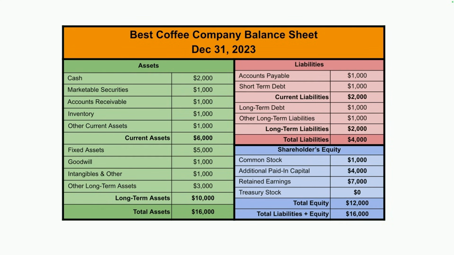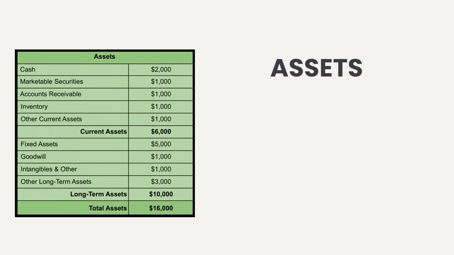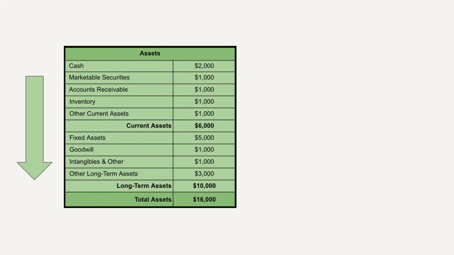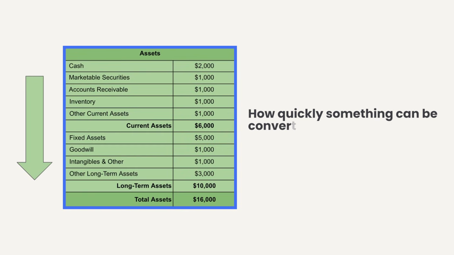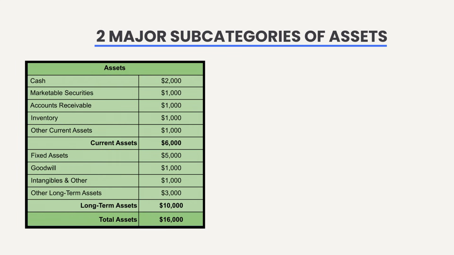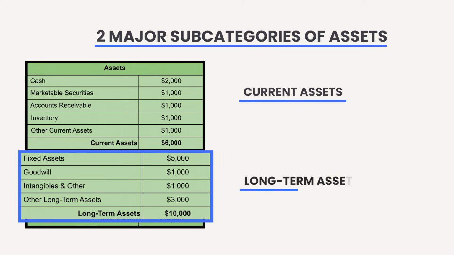Now that we have a basic overview of the balance sheet, let's take a closer look at assets. Assets are everything that a company owns that has value. Assets are listed on the balance sheet in order of their liquidity, which simply means how quickly something can be converted into cash. The most liquid assets are on top of the balance sheet, and the least liquid assets are on the bottom. Now, assets can be broken down into two major subcategories: current assets and long-term assets.